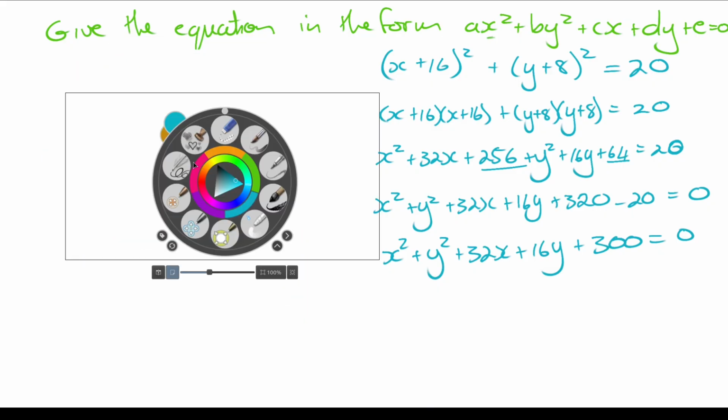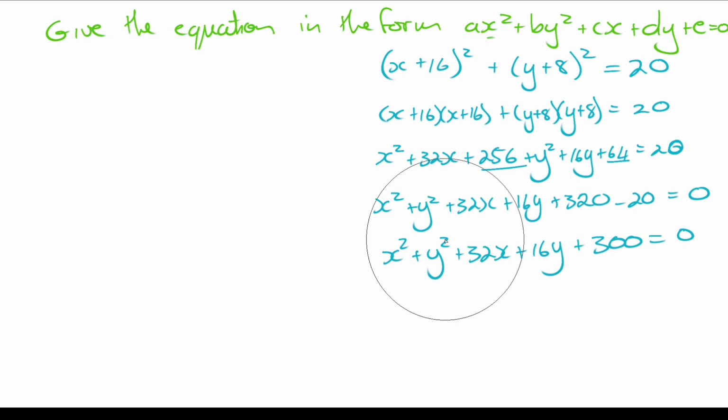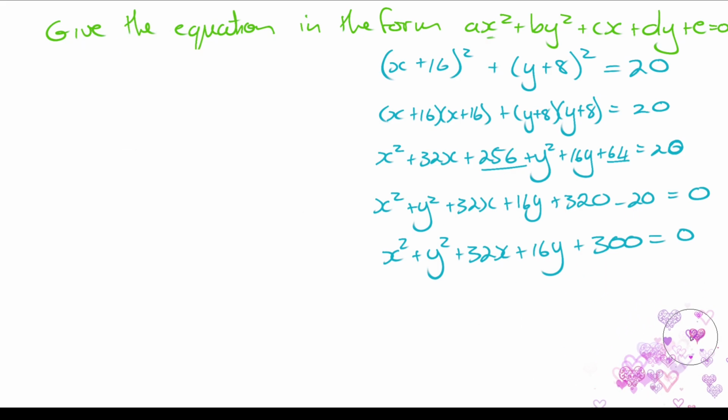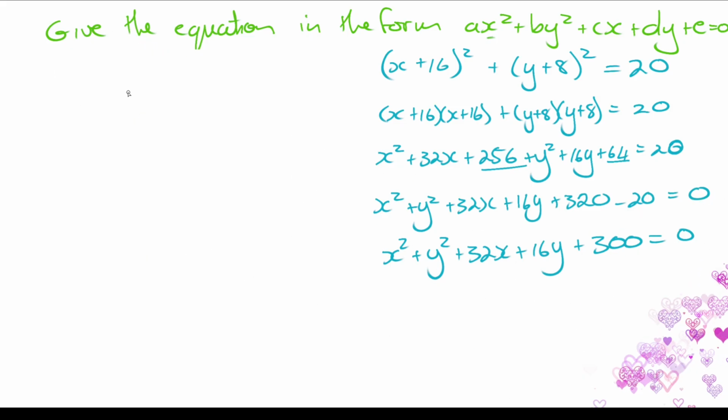Next one. Ooh, what is this one? Well, that's very cute. That's very cute. We have x minus 3 squared plus y minus 1 squared equals 25.